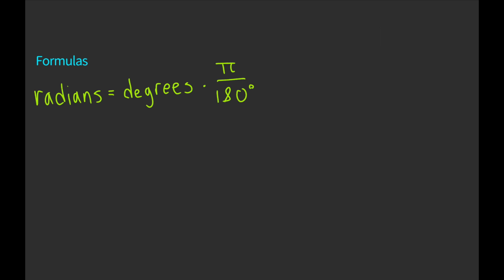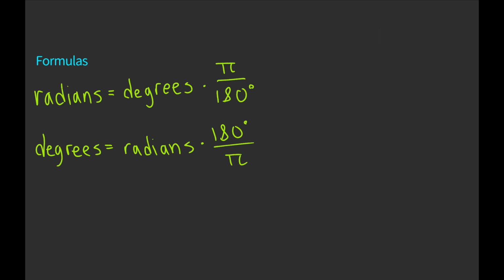So if you are given radians and you want to turn it into degrees, you're going to use this. So degrees, our result, will equal radians, which is the given, times 180 degrees over pi.